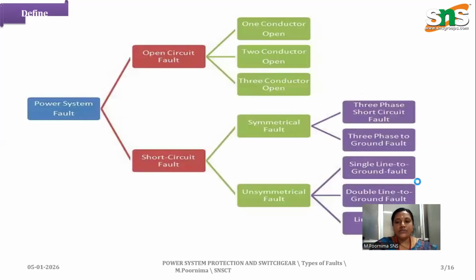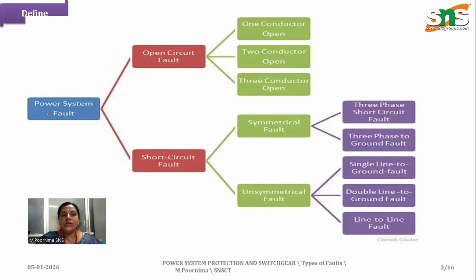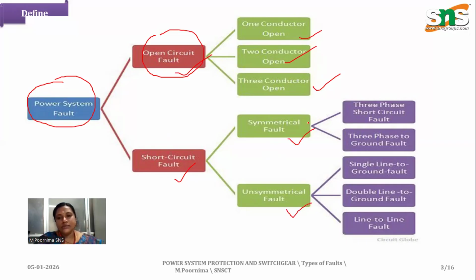Here we can see the power system fault classification: we have an open circuit fault and a short circuit fault. One conductor fault, two conductor fault, and three conductor fault come under open circuit fault, which we have already discussed in previous classes. In the short circuit fault, we have symmetrical and unsymmetrical faults. The symmetrical faults are the three-phase short circuit fault and the three-phase ground fault. The unsymmetrical faults are the single phase to ground fault, the double line to ground fault, and the line to line fault. This is the overall structure of a power system fault.